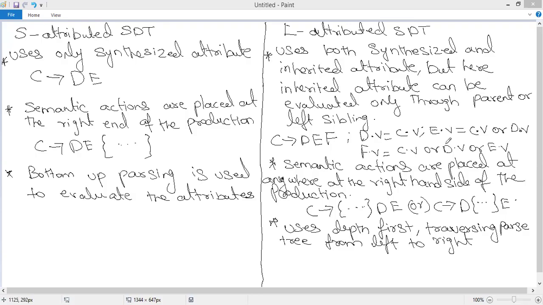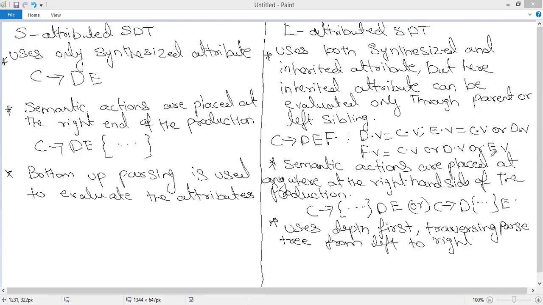And next is E dot V. If you want to evaluate this attribute E dot V, it can be evaluated with the help of the parent node, that is C dot V, or the left sibling, that is D dot V. Similarly for F, F dot V can be evaluated either through the parent node C dot V or the left siblings, that is D dot V or E dot V. So this is what L attributed SDT is.